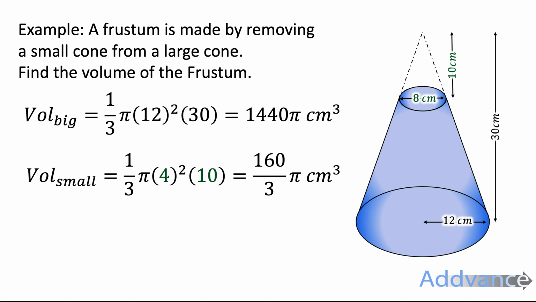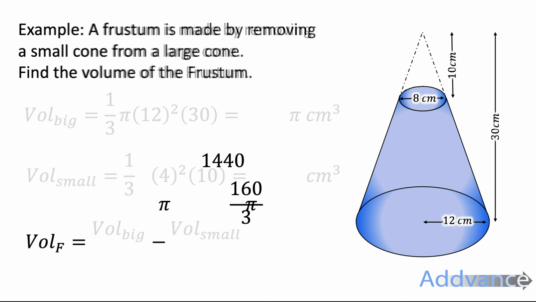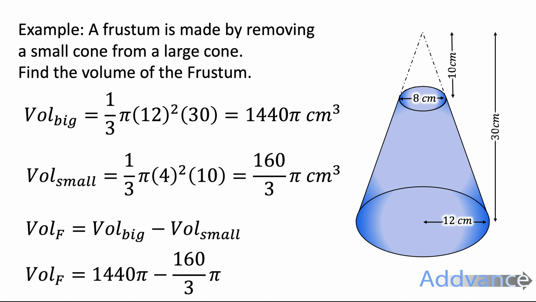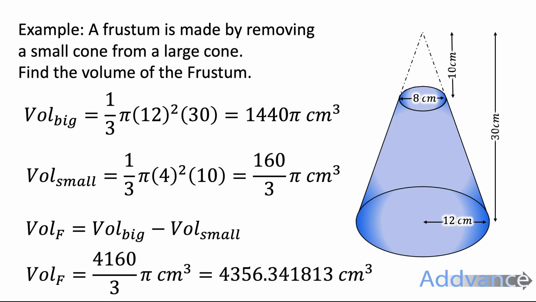To work out the volume of the frustum, it's the volume of the big cone minus the volume of the small cone, and we can substitute those in. 1,440 pi minus 160 over 3 pi. And again, if you work that out, you can use the calculator for this for GCSE. You would get 4,160 over 3 pi, which is the same as this if you round it as a decimal. So as I say, just put it into the calculator to work it out as a decimal, and then round it at the end.